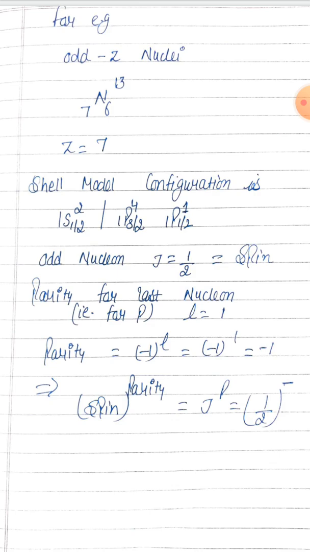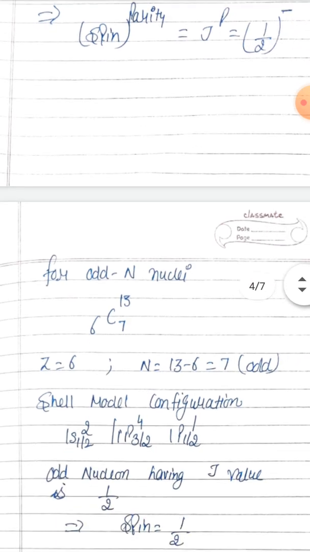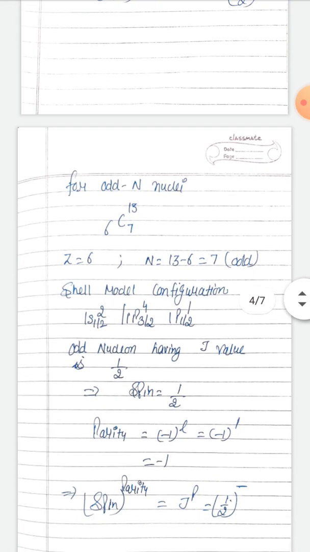Or generally we can say that J raised to power P means spin raised to power parity, so we can write it as one-half raised to power negative, meaning spin is half and parity is negative. Now the next example is for odd N nuclei. Considering the example of carbon, carbon-13, the 6 protons are even, but the number of neutrons is odd. N is equal to 7, and 7 is odd.